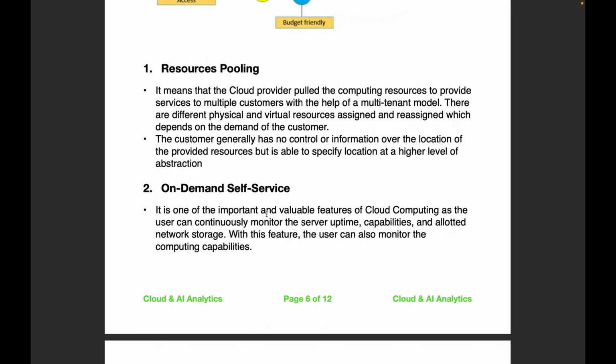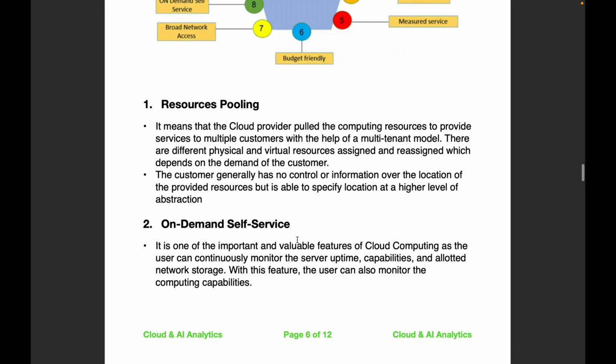It is one of the important and valuable features of cloud computing, as the user can continuously monitor the server uptime and capabilities on allotted network storage. With this feature, the user can also monitor the computing capabilities as well.